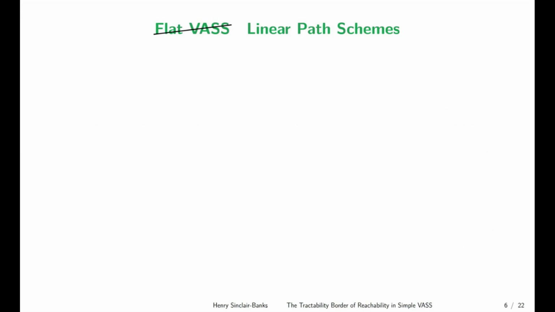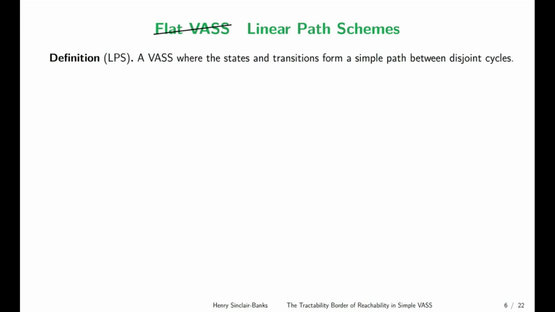That's not a simple enough structure for me. I want to make my life more difficult. So I'm going to go from flat VASS down to linear path schemes. A linear path scheme is a kind of flat VASS where the structure is of the following form. There is a linear path underlying, and there are disjoint cycles connecting them.